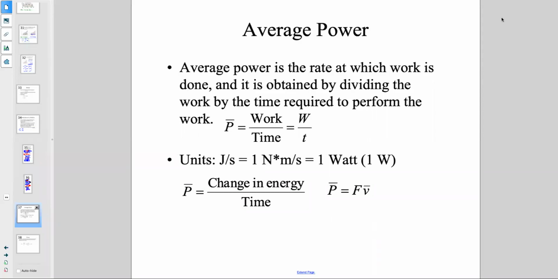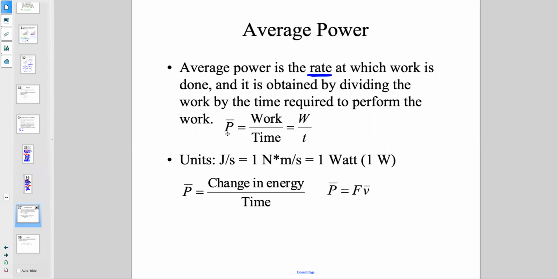Okay, part 3 of chapter 7. Let's talk about average power. So average power is the rate at which work is done. We're talking about rate here. It is obtained by dividing the work by the time required to perform the work.